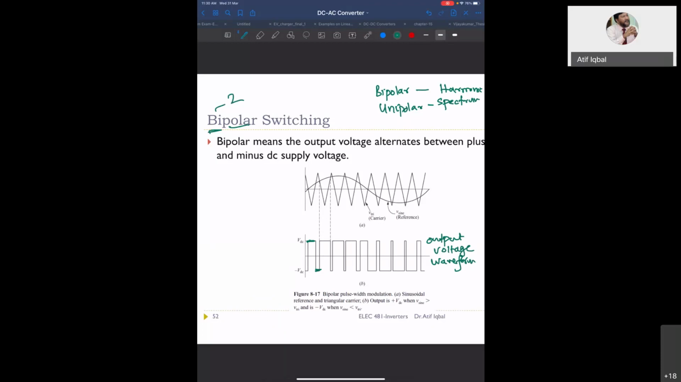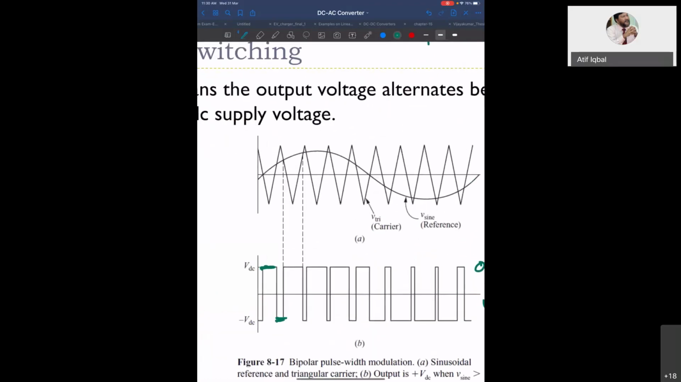And if you see how we generate the gating signal, we generate the gating signal when the sine wave is high. When the sine is greater than the triangle, you get high voltage. When the sine is less than the triangle, you get low voltage. So in this instance, I get plus VDC. And in this instance, we get minus VDC.